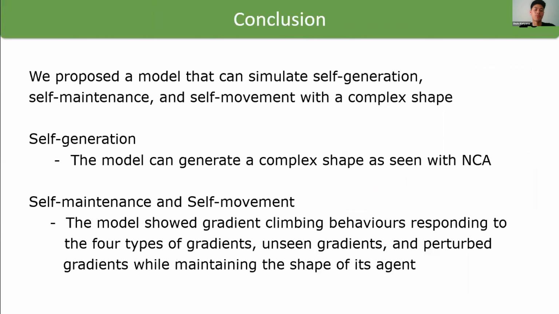In summary, we proposed a model that can simulate self-generation, self-maintenance, and self-movement with a complex shape. Regarding self-generation, the model can generate a complex shape as seen with neural cellular automata. For self-maintenance and self-movement, the model showed gradient climbing behavior, responding to the 4 types of gradients, unseen gradients, which are the valley gradient and hill gradient, and perturbed gradients, while maintaining the shape of the agent.